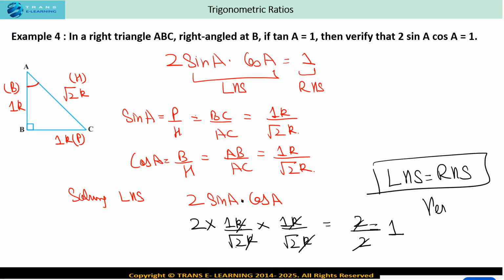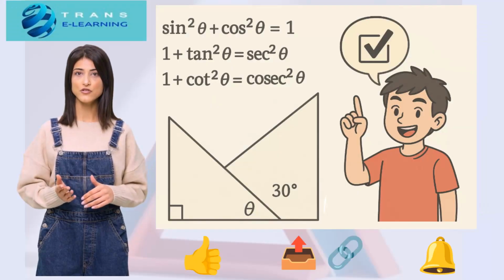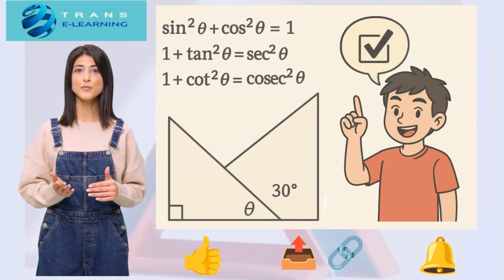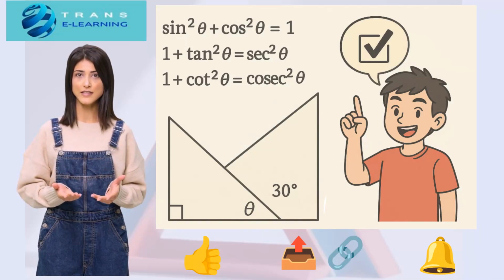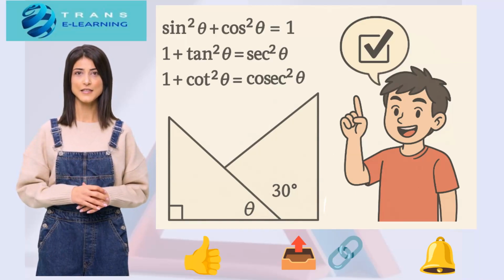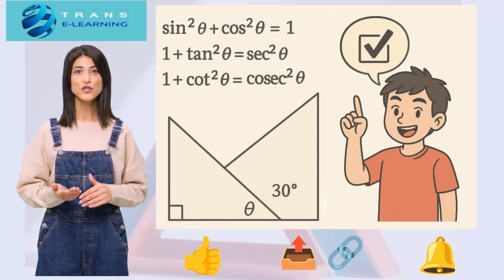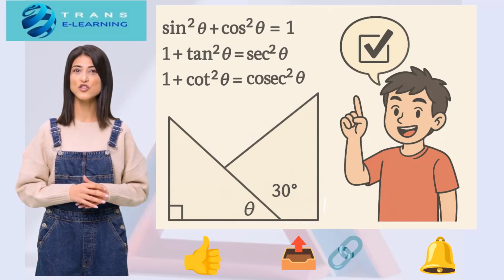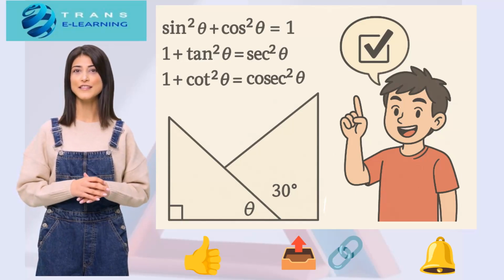So verified. Now that you've understood how to use the K factor to solve trigonometric ratios without knowing the angle, if you're curious to learn how to calculate distances using values of angles, like tan, sine, and cos, or want to dive deeper into solving trigonometric identities, make sure to check out our other videos and stay tuned for more.